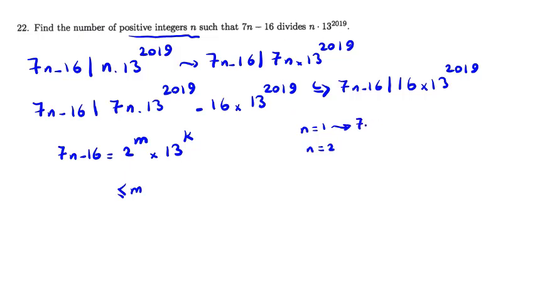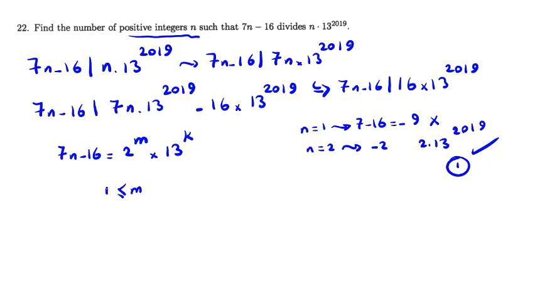7 minus 16 will be negative 9. And negative 9 divides 1 times this? No. 7 times 2, 14, minus 16, is negative 2. It divides 2 times this. So one answer is here. It says find the number of them. So one answer here. Now let's consider when it is positive.